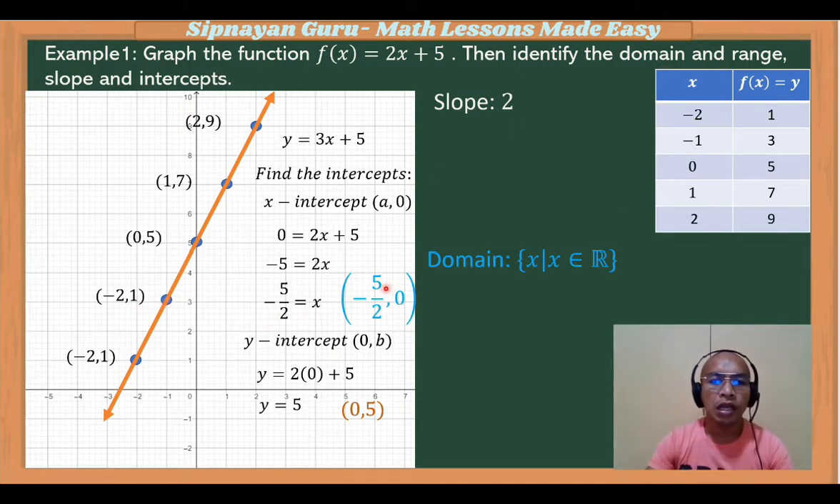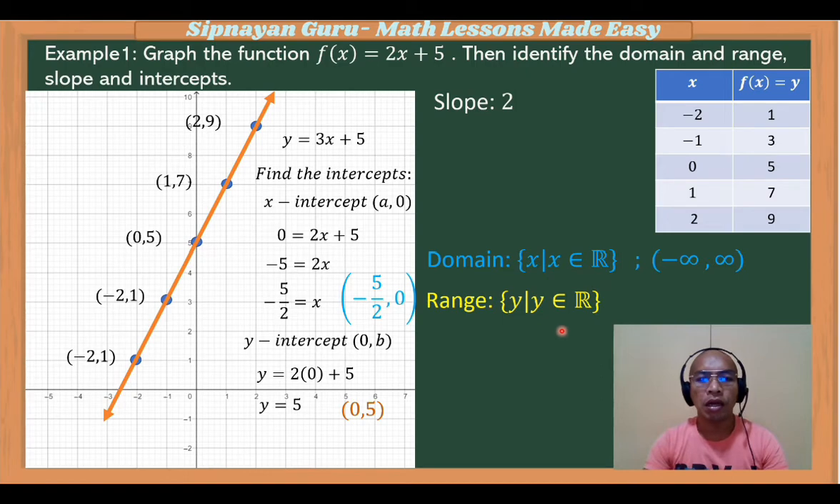In this case, there is no restriction as to the value of x. So the domain is x such that x is an element of the real numbers. Since the domain is all real numbers, the range also is all real numbers. Real numbers would mean our lower boundary is negative infinity and our upper boundary is positive infinity. This is one way of writing the solution set in interval notation. That would mean the solution set is any real number.